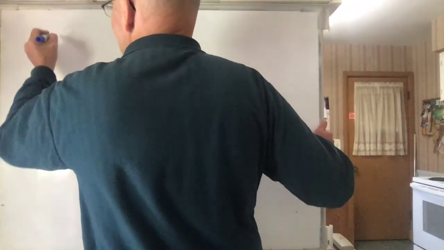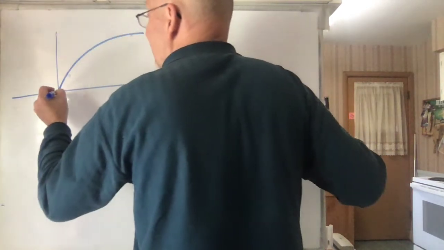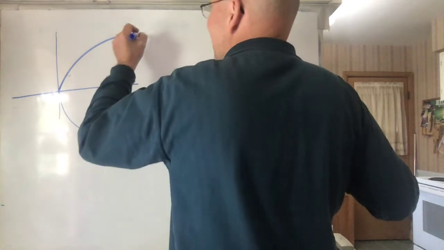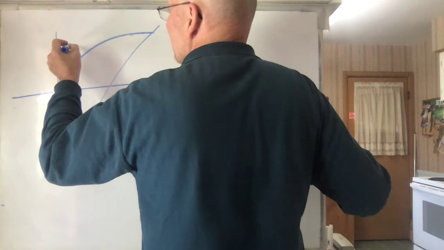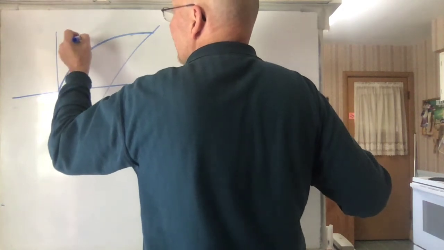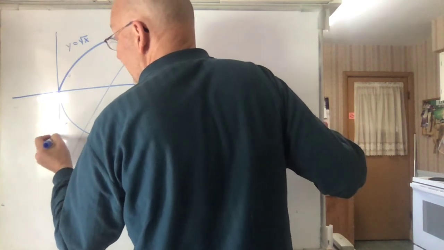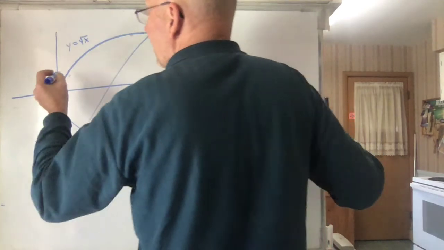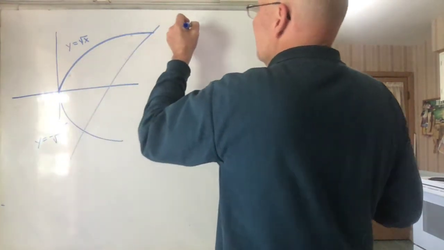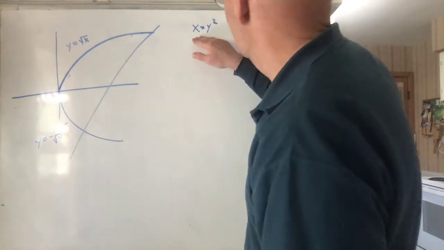Let's say we've got this function. I shouldn't call it a function in this case. We've got this situation. So this right here is y is equal to the square root of x. This right here is y is equal to the negative square root of x. Okay, so this is the graph of x equals y squared if you wanted to write it in terms of this.